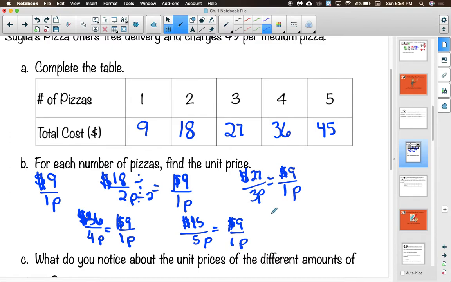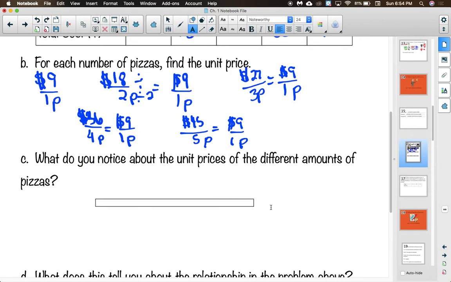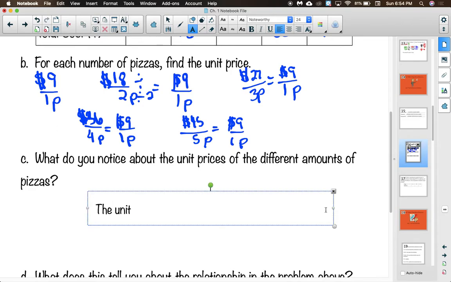Since each one of those relationships, each one of those unit rates is equal to $9 per pizza, that's question C here. What do you notice about the unit prices of the different amounts of pizza? They are all the same. And that's really important to this problem. The unit prices are all equal to $9 for one pizza.